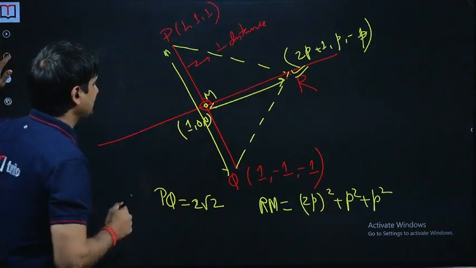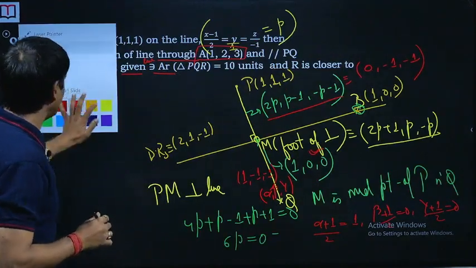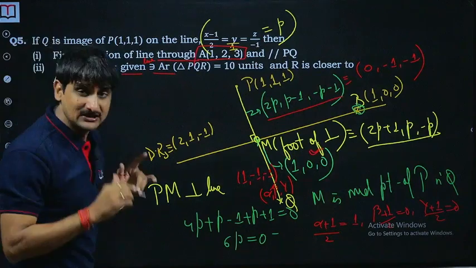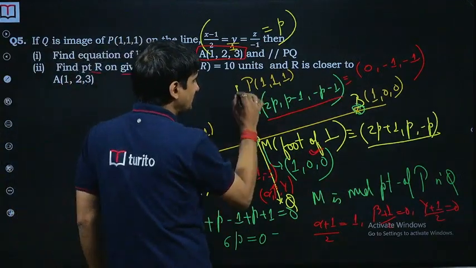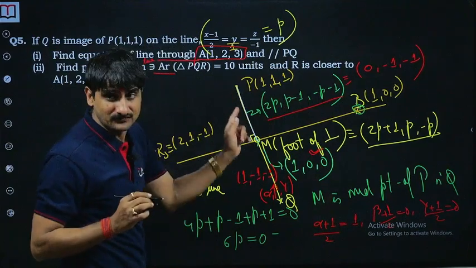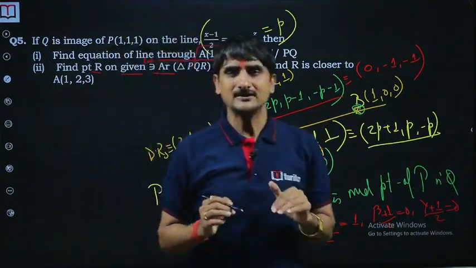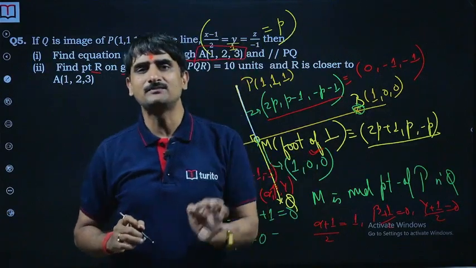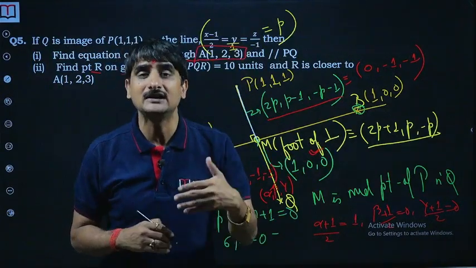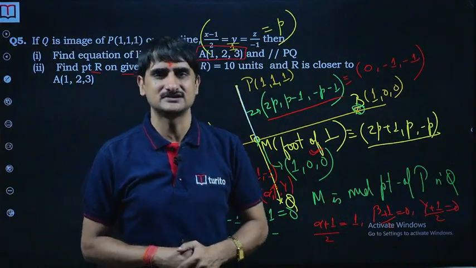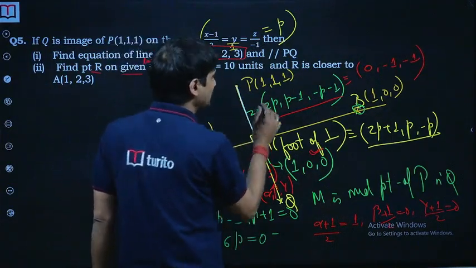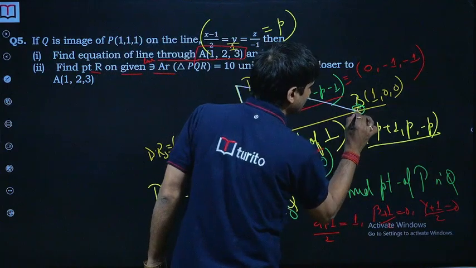But then there's one more way of doing it. Let me just quickly do it. If you need the perpendicular distance of a point from the line, normally if it's just written distance of a point from the line, it inherently means the perpendicular distance. So if you are asked to find the perpendicular distance, you already know the fixed point through which the line passes.